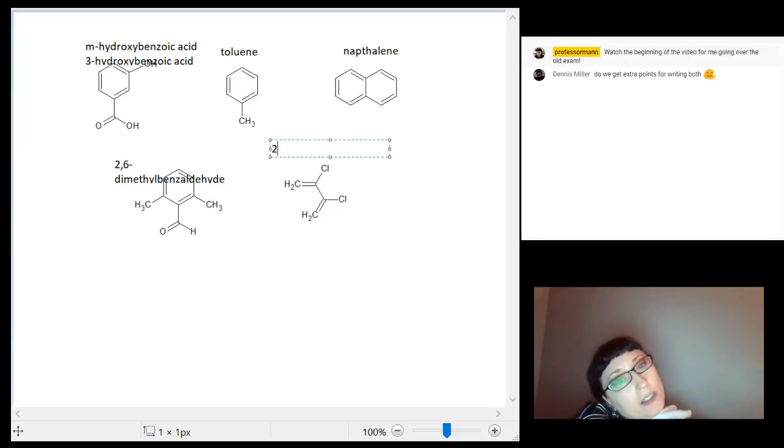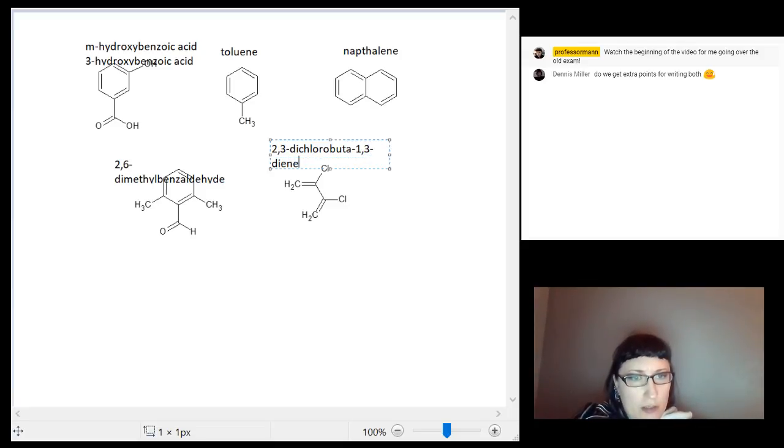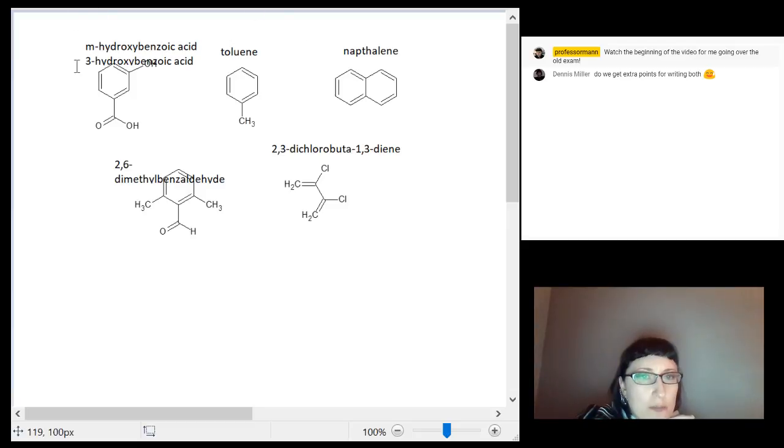And then lastly, I have this molecule here, which is a butadiene. So that would be 2,3-dichloro-buta-1,3-diene. There we go. So hopefully those names made sense for those molecules. If you got that far, you were doing pretty good.